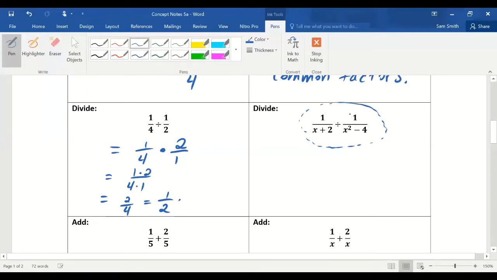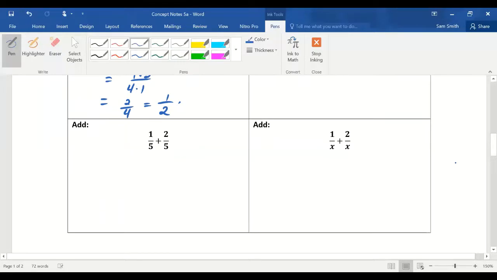And we'll be applying exactly the same process if our fractions have variables in them. We're going to take the second fraction, flip it upside down. We're going to multiply the two numerators and the two denominators, and then we're going to try and simplify the result.